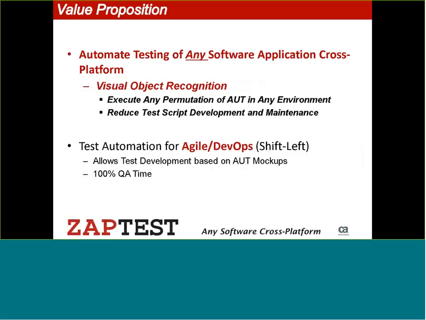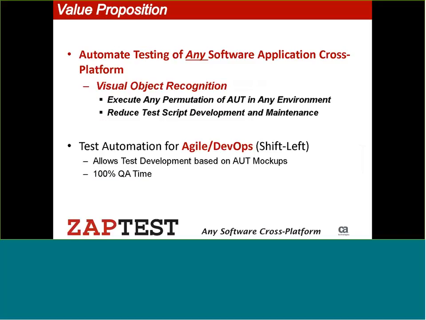And our value proposition here from ZAPTEST is automating any software application across platform using the visual object recognition technology. So this allows us to execute any permutation or combination of application under test in any environment and reduce the amount of time it takes to build and execute test scripts for development and maintenance. One of the things I really like about this facility is that it's very powerful, allowing any user skill, including novice and advanced test automation engineers, to support Agile efforts.